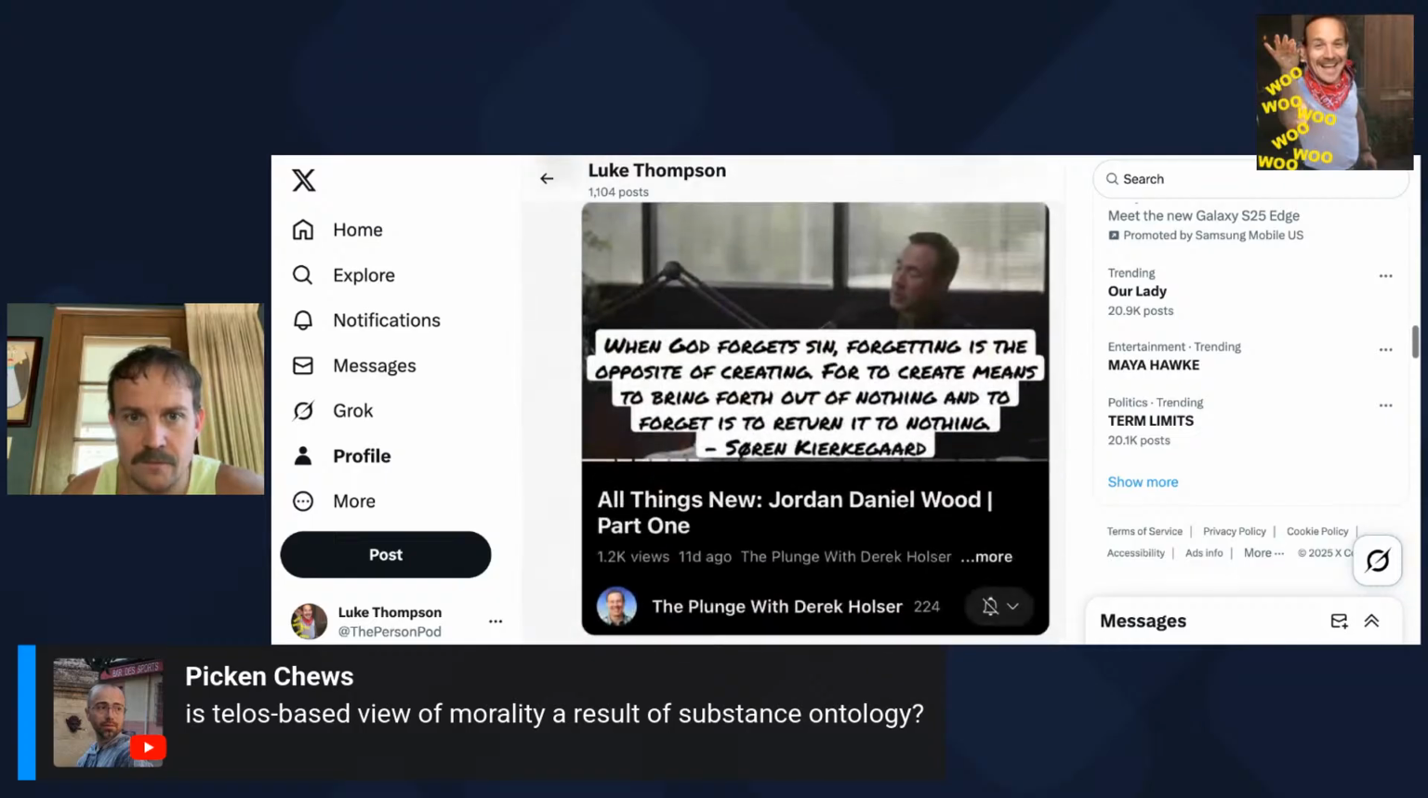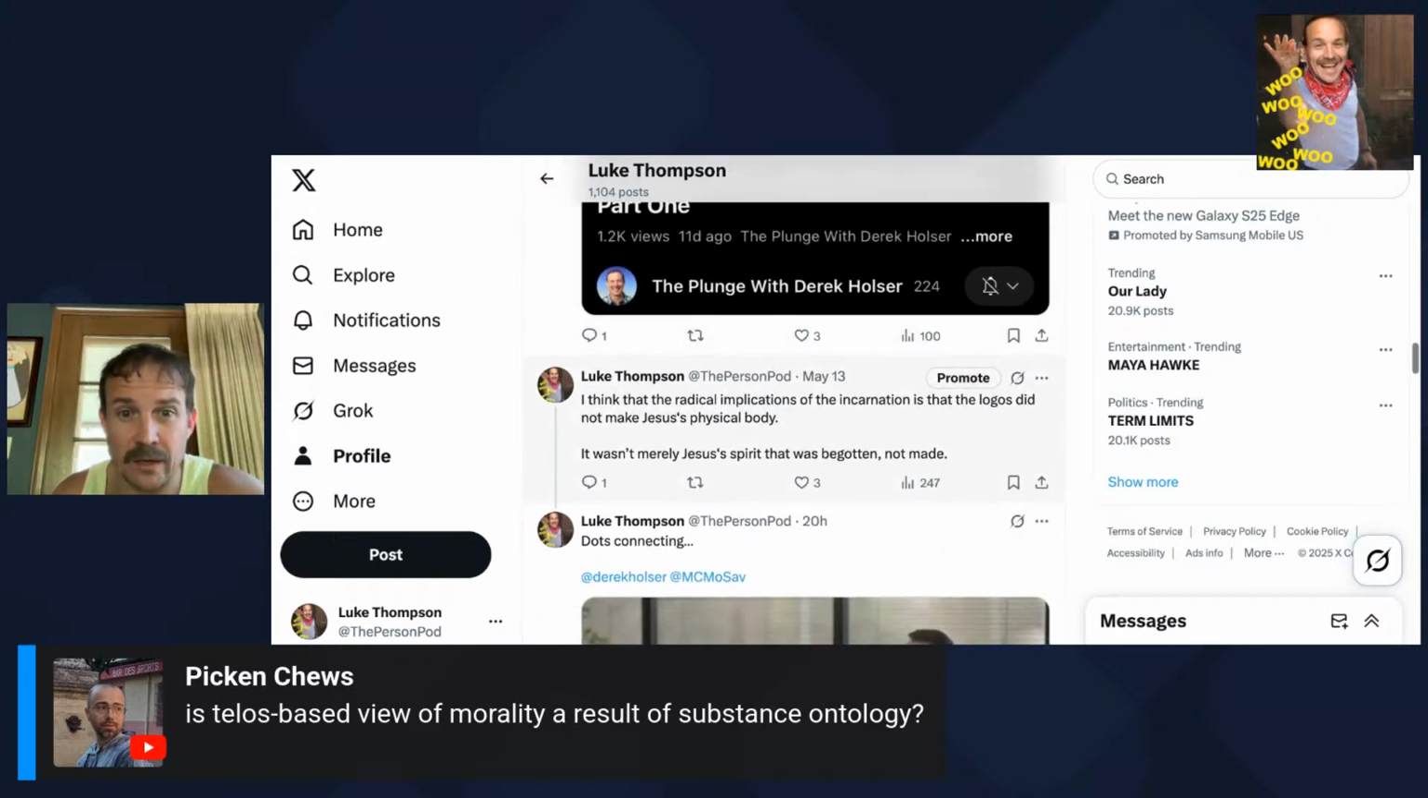So let's go back. Here we go. Where was it? There's another great quote. They start with Kierkegaard: when God forgets sin, forgetting is the opposite of creating. For to create means to break forth out of nothing. That's kind of my point. Begotten, right? Gift. And to forget is to return it to nothing. Which is a banger anyhow.